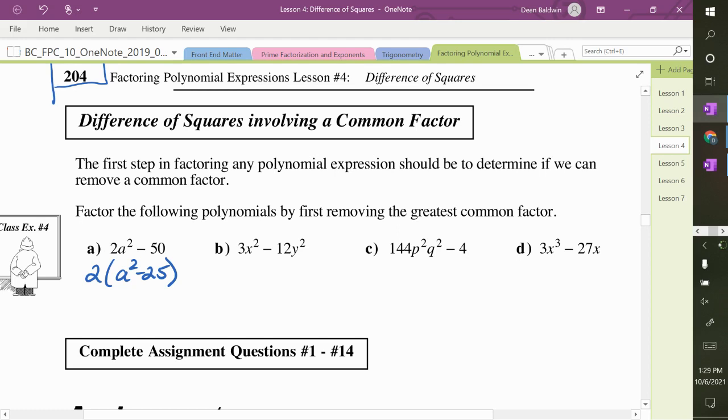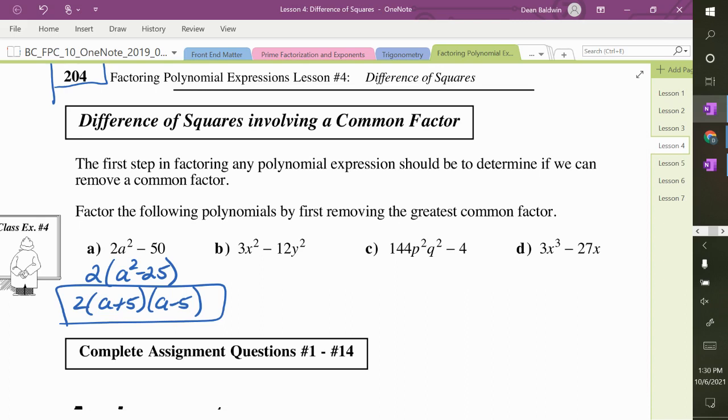And then you ask yourself, can I square root 25? Can you square root a squared? So is it a difference of squares? Yes. So what does it factor to? A plus 5, a minus 5, and you just leave the 2 in front of it. All right, what about B? That's it, you're done. Can't factor anymore.